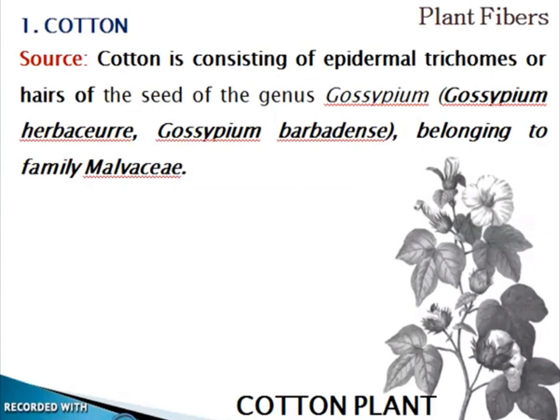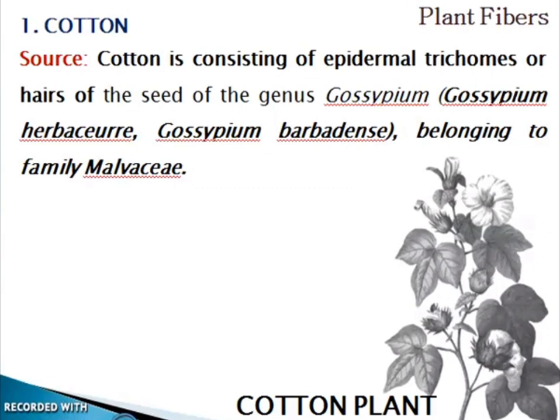Cotton consists of epidermal trichomes or hairs of the seeds of the genus Gossypium herbaceum and Gossypium barbadense, which belong to the family Malvaceae. The hairy-like substance, nothing but trichomes, is obtained. These are the epidermal covering, the hairy substance that covers the seed. So it is obtained from two different species, Gossypium herbaceum and Gossypium barbadense, and it belongs to the family Malvaceae.